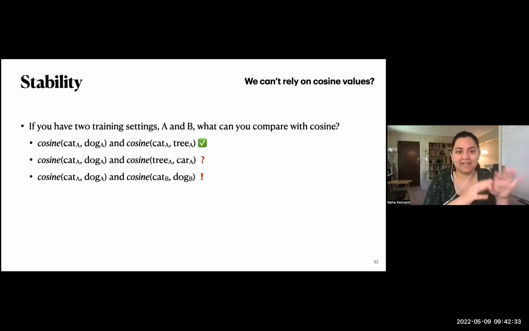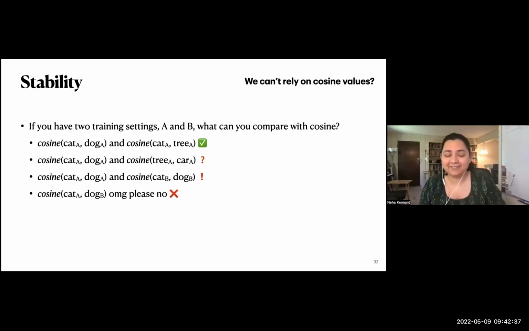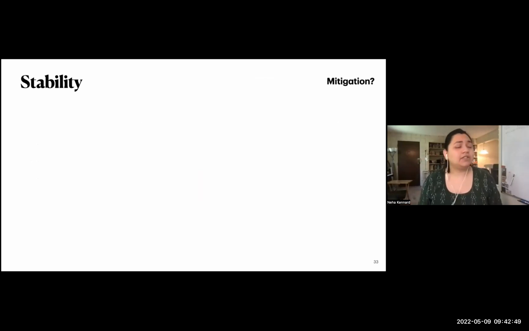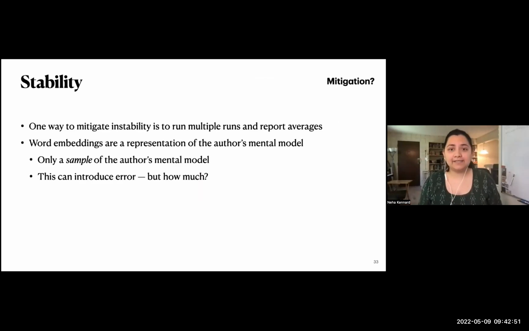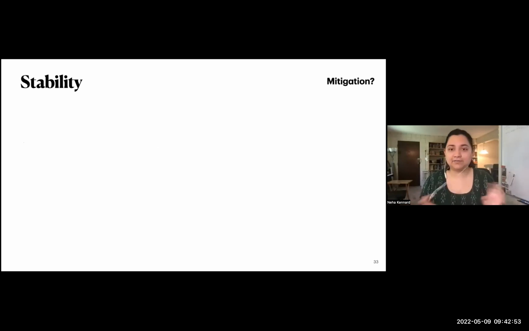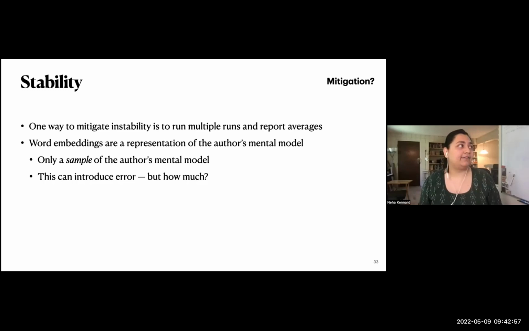You can compare who is closer to what with cosines in the same training set. And this almost goes without saying, but the worst thing we can ever do is compare cosines between two vectors that were trained separately. We don't know what those dimensions mean. It's something latent. It's not guaranteed. So let's never do that. Great. One way to mitigate this instability over the different cosines is to run multiple runs and report averages.